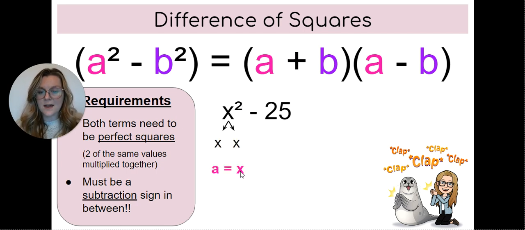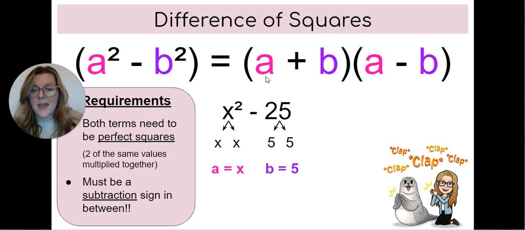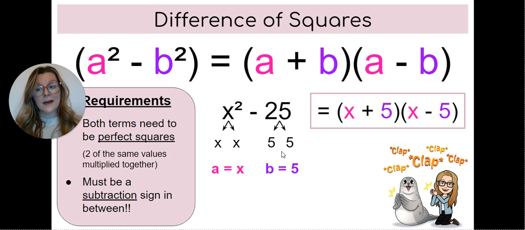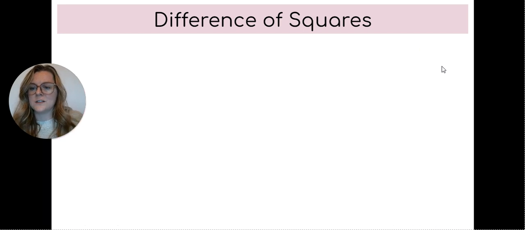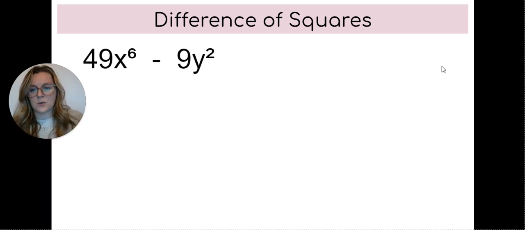So a is going to be x, and then I have a subtraction, great. 25, is that a perfect square? Yeah, 5 times 5 gives me 25, so that's my b term, and now this is really nice. A plus b, well, x plus 5, and then a minus b, x minus 5, that is your answer. So if you have two perfect squares, it's really easy, you're just plugging it into this formula. Okay, let's look at another more tricky example.